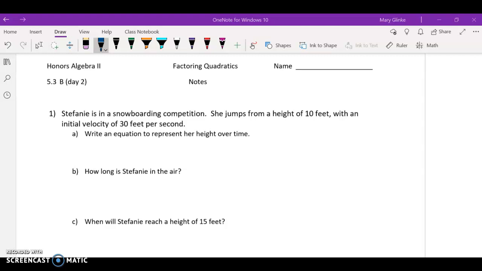Hello. Today we're going to be working on factoring quadratics. We're going to be doing some applications and then also some extensions along with some review of your vertical motion model. So let's take a look at number one.